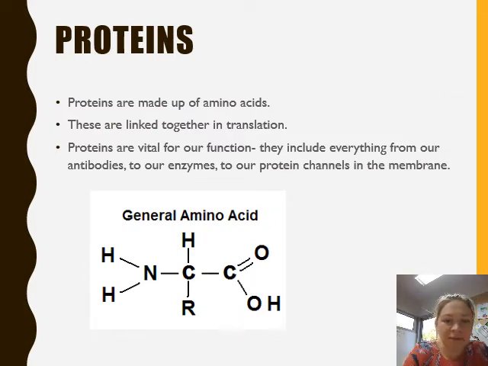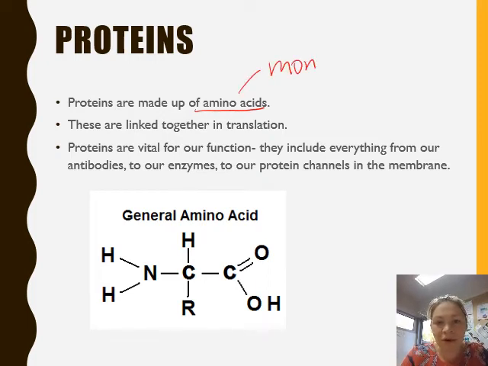Proteins are made up of amino acids. So when we talk about this idea of monomers and polymers, amino acids are the monomer for proteins. They're linked together during the process of translation, which we've learnt about already. Proteins are really important for the function of our bodies, and they pretty much create everything in our bodies that we need in order to be able to survive.